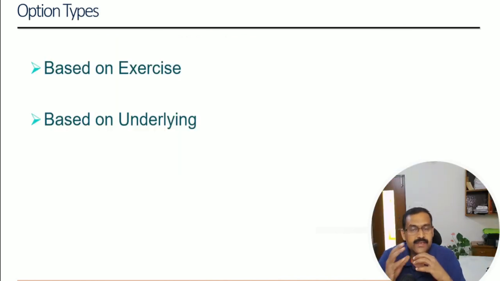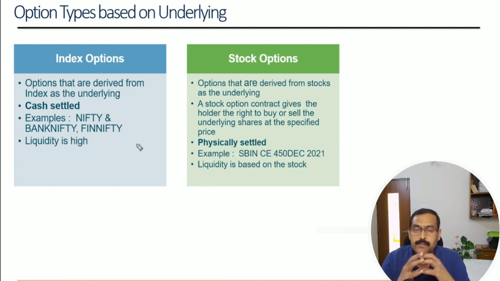There are mainly two categories of options. One is based on the exercise type, the other one is based on the underlying assets. Under the category of options based on the underlying, there are two types of options. One is the index options, the other one is the stock options. The index options are nothing but the options that are derived from the major indices. For example, in India, Nifty has options, Bank Nifty and Fin Nifty.